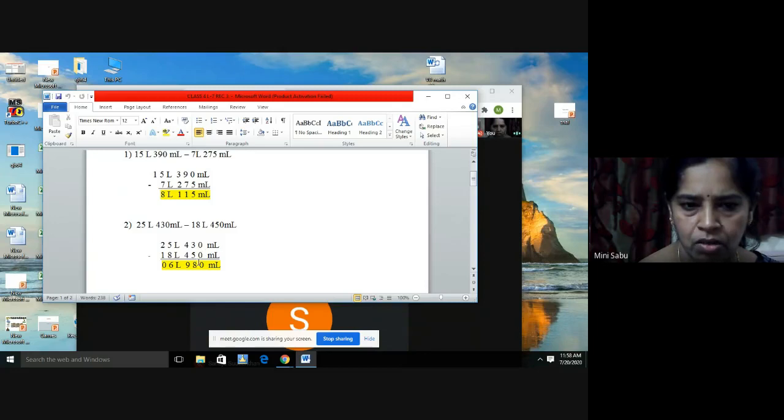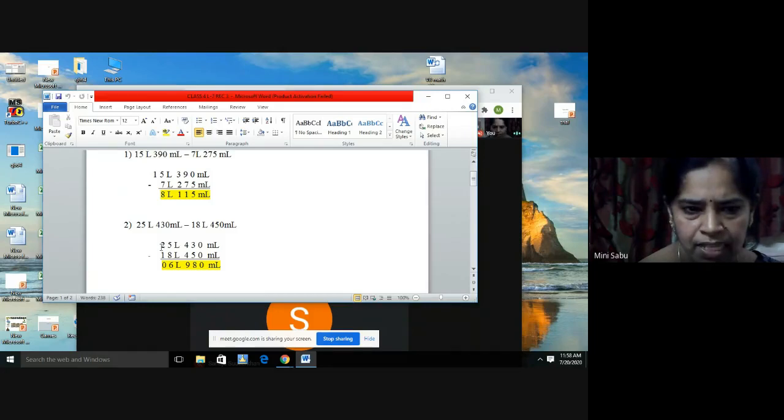0 minus 0, 0. 3 minus 5, we have to take carry over. So this becomes 13. 13 minus 5 is 8. This is 3. So 3 minus 4 is not possible. So we carry from here, this place 5. So this becomes 13. 13 minus 4 is 9. Since we have taken from here, this 5 becomes 4. So 4 minus 8 is again not possible. So we borrow from here.